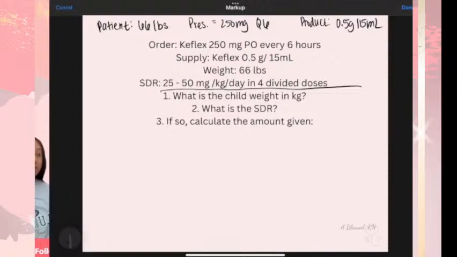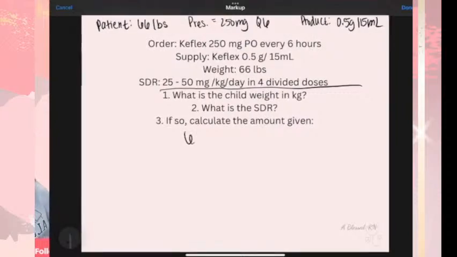So we know that per 1 kilogram of weight, it is 2.2 pounds. So 66 divided by 2.2. It's gonna be what? 32? I don't know. I'm gonna quit trying to use my head and use the calculator. Okay, yep, 30. Alrighty. So now, what is the safe dose range?